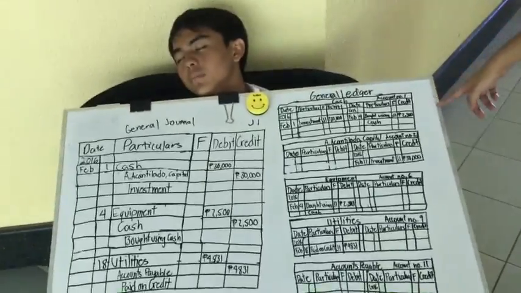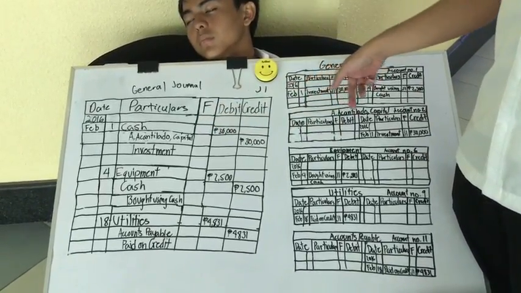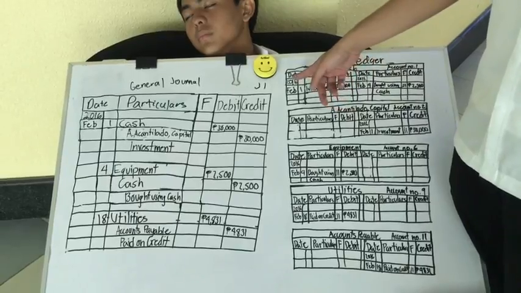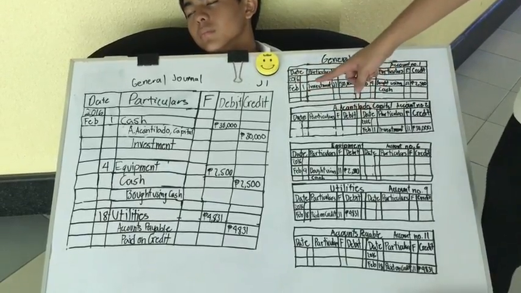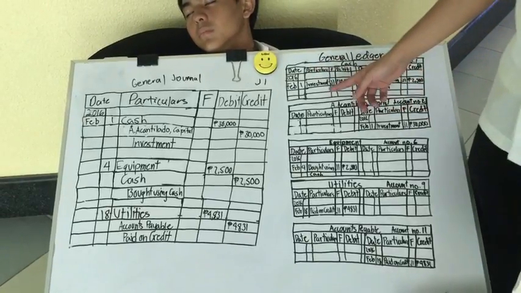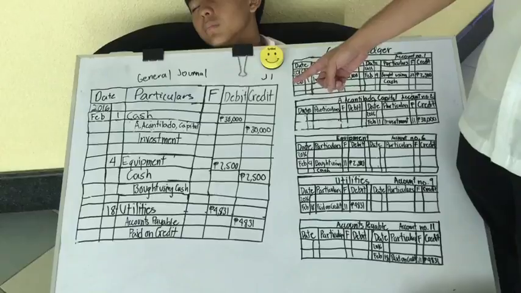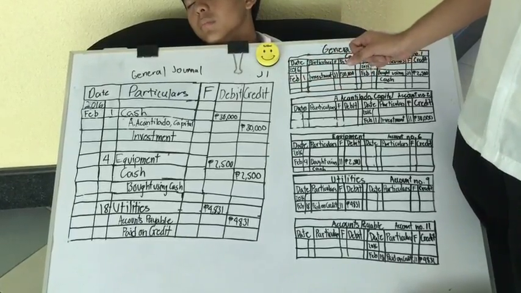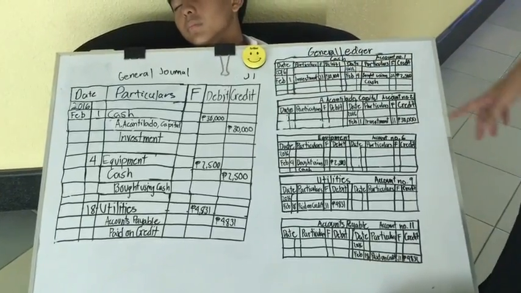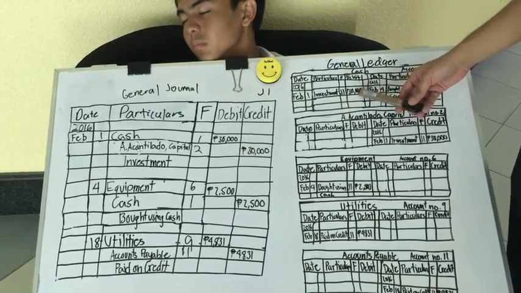In posting, basically you have to transfer all of the account titles to the ledger. The first thing you do is cash. You write it on the debit side of the ledger. So you write 2016, Feb 1, then write the particular or the explanation, which is investment. Then J1, because it's the first page of the journal where the transaction is located. Then write the amount debited, which is 30,000 pesos.